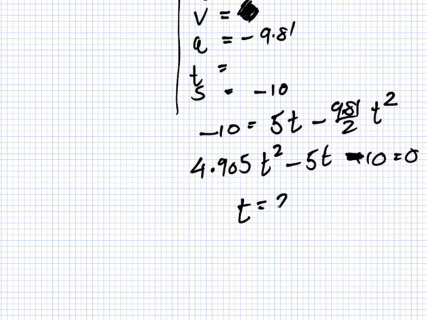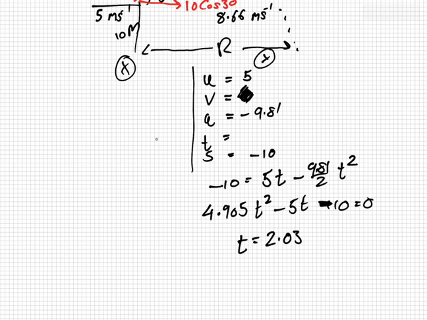I took them to the left. So the first answer is 2.03, and the second answer is minus 1. So we'll forget about the negative answer. Okay, U is 8.66, T is 2.03, and S is UT.